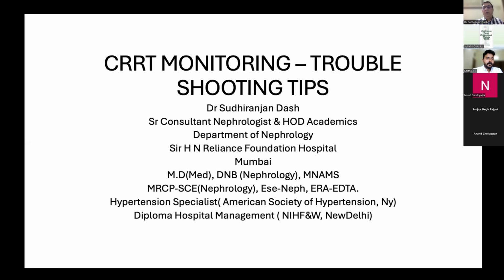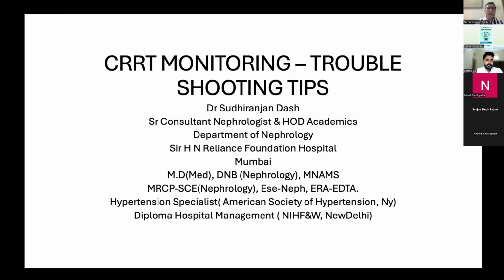What are the alarms? What are the alerts which you will be finding over there? And to minimize your trouble, since you might not always be available, or the technicians will not be available at the site 24/7, you should see whether the CRRT machine is functioning properly or not. And if you can minimize the alarms and the alerts, then probably you are in peace and everybody is in peace.